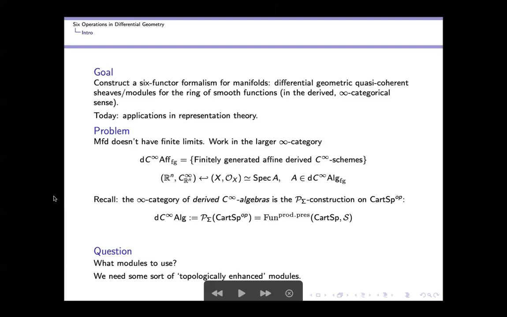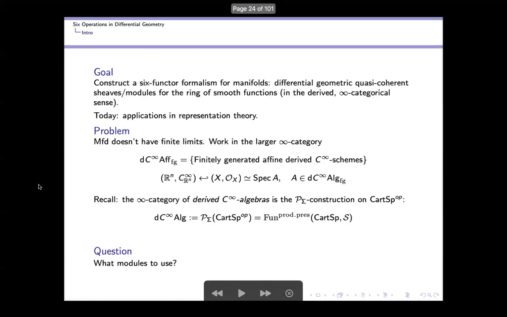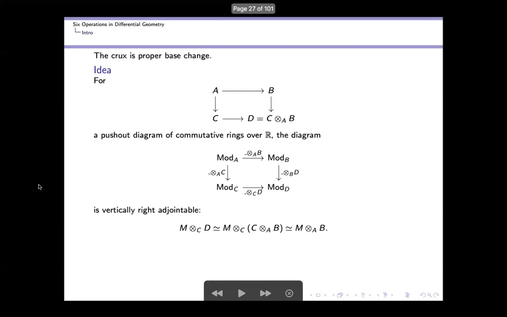So to get a six-functor formalism, the main thing to prove is this, sorry for going back, the proper base change theorem. It's this property that going up and right is the same as going right and up. And now we want this for some version of modules for rings of smooth functions. Here's more or less a proof that the usual notion of quasi-coherent sheaves for ordinary algebras, that is a six-functor formalism, satisfies this base change property.